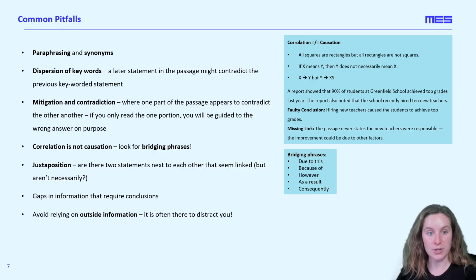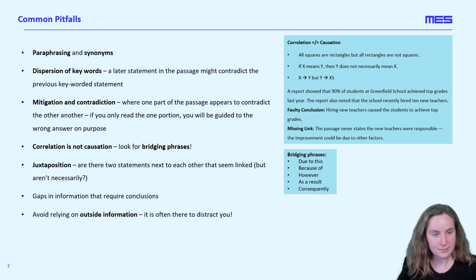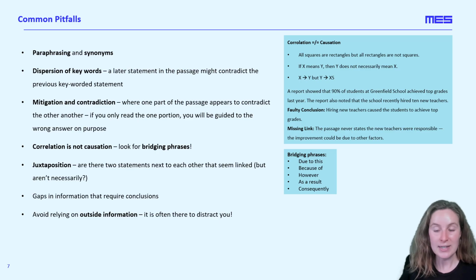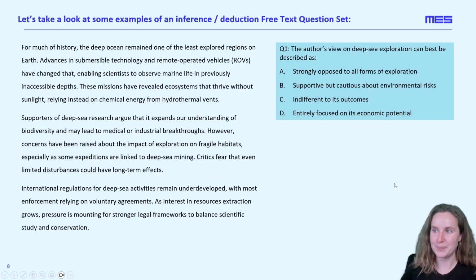Similarly with juxtaposition, are there two statements that seem linked but you don't have any proof that they absolutely are? These are quite insidious questions, so we'll take a look at some of them as well. Are there any gaps in information that require conclusions? Thinking back to true, false, can't tell, is there something that doesn't seem to be quite one or the other, but you can make a conclusion based on the different pieces of evidence you have in front of you? And then again, avoiding outside information, it's often there to distract you.